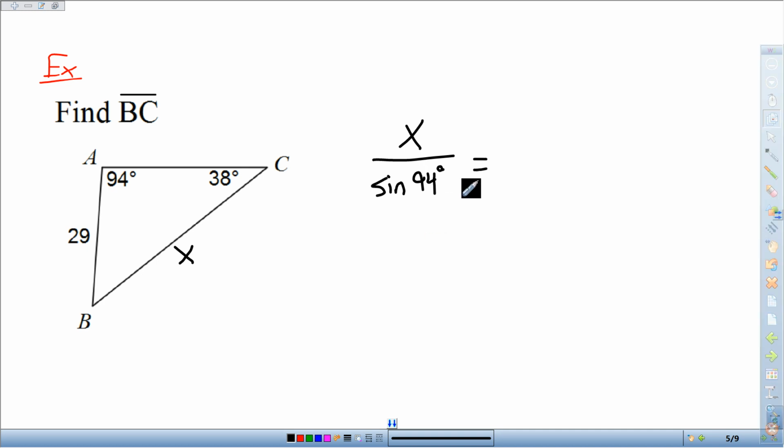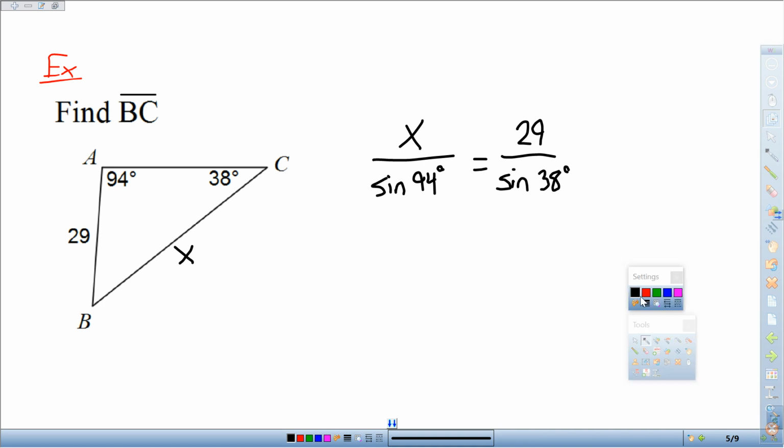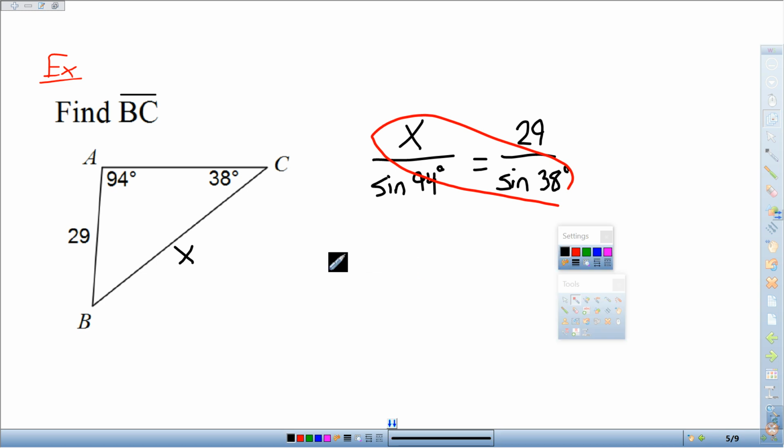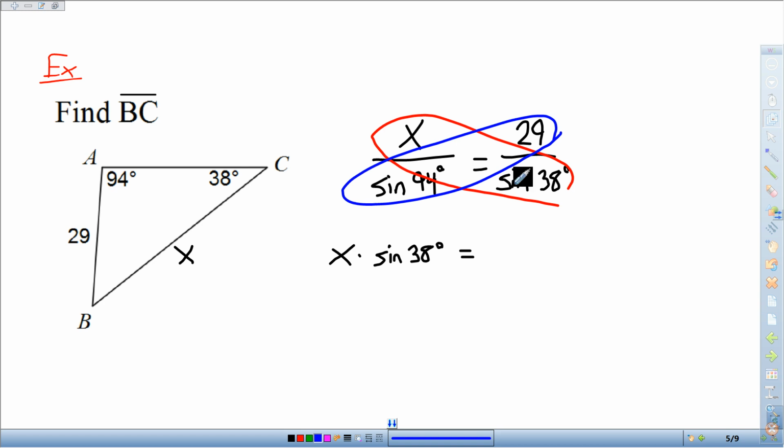Okay, and I'm going to set it equal to another side over sine of the angle opposite that side. All right, I know this side right here, 29, over sine of the angle opposite this side, which is 38. Okay, once you get these pieces in the right spots, cross multiplying and solving, it's not too bad. It looks weird, but it's all in the calculator basically. So yeah, let's start with this. So x times sine 38, okay, setting that equal to my other cross multiplication, 29 times sine 94.